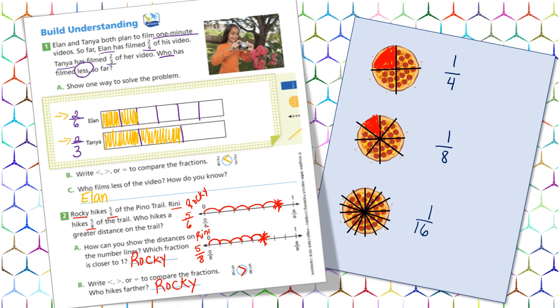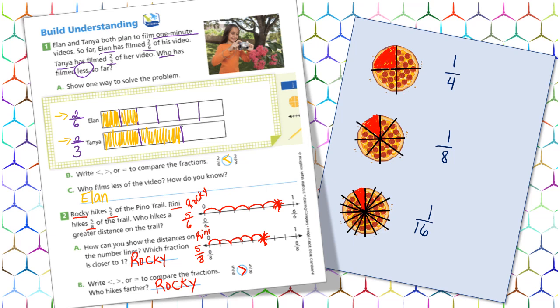And I'm going to shade one part out of the 16. If you were really hungry and I said to you, you can have one part out of any of these pizzas, which one would you choose? Well, I would choose the first one, one part out of the 4, because the piece is bigger.